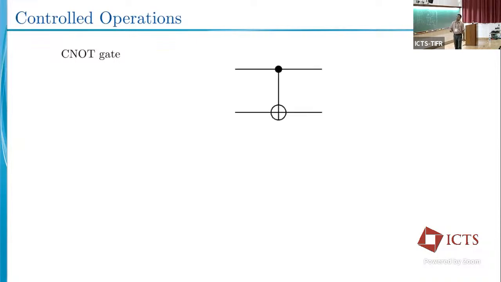So we already know the CNOT gate, which we denote like this, and here is the control qubit and here this is the target qubit. When we apply it, we know that 0,0 stays 0,0, 0,1 stays 0,1, 1,0 becomes 1,1, and 1,1 becomes 1,0, because whenever the control is 1, it turns on the target: 0 becomes 1, 1 becomes 0.